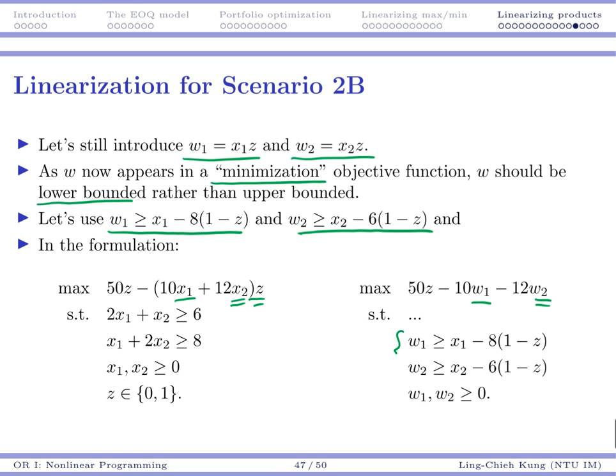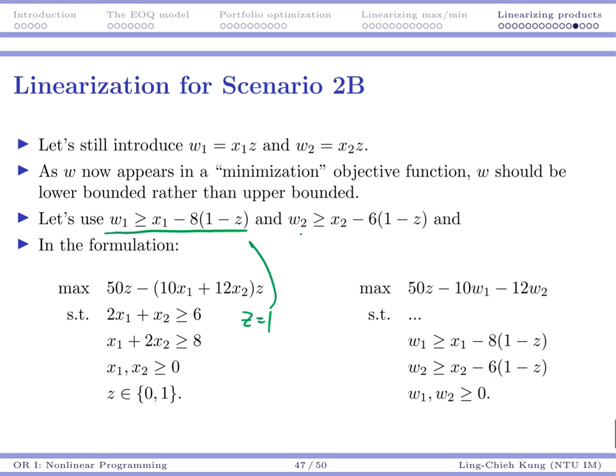We're going to say w1 is greater than or equal to x1 minus 8 times (1 minus z), and w2 is pretty much the same thing. So let's take w1 as an example to see how this works. We know w1 is lower bounded by the formulation we just provided. Suppose z is 1. Then in this case, w1 must be greater than or equal to x1. That means as long as you make some production plan, as long as you run your production process for a few hours, you need to pay that cost accordingly, as long as you accept that order.